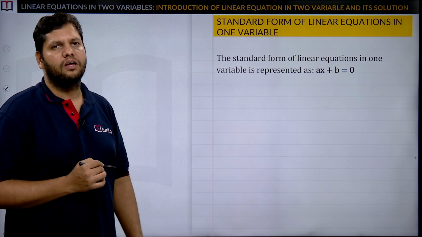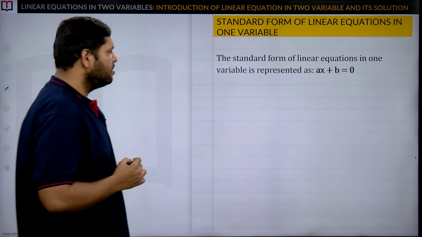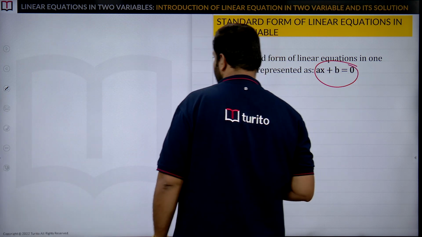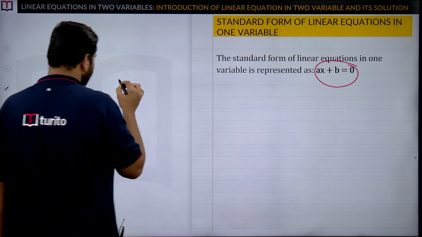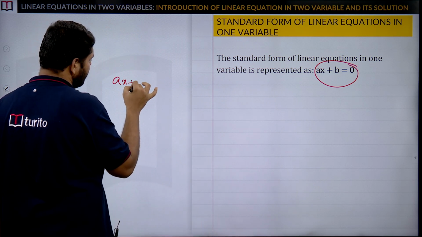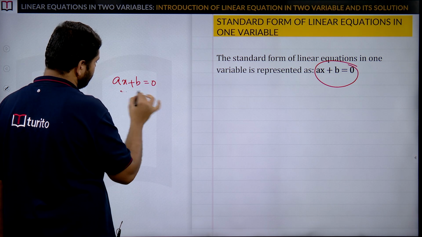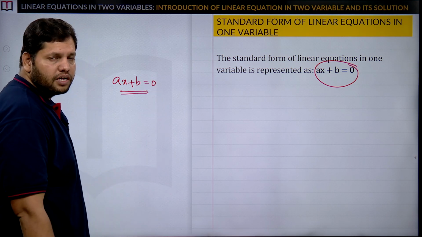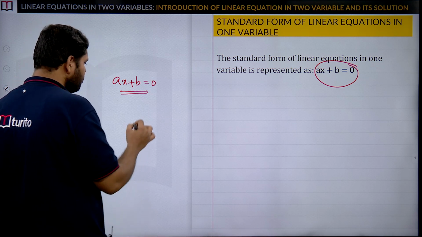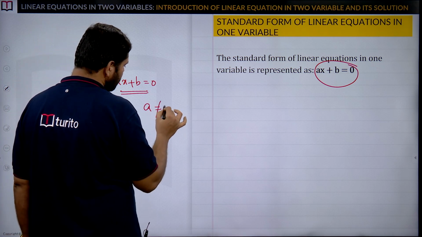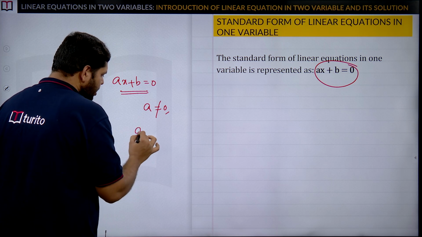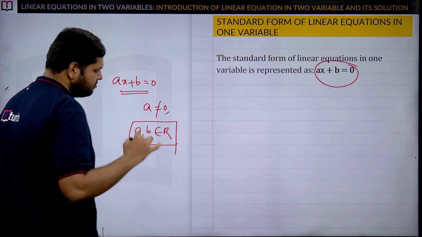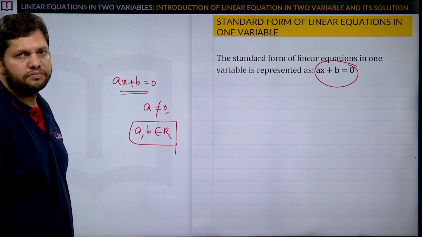Standard form. The standard form of the linear equation in one variable is ax plus b is equal to 0, children. Remember this. It is the standard form of a linear equation in one variable. Here is one more condition, children. Here a should not be equal to 0, and a, b belong to the real numbers. Are you getting my point, children?